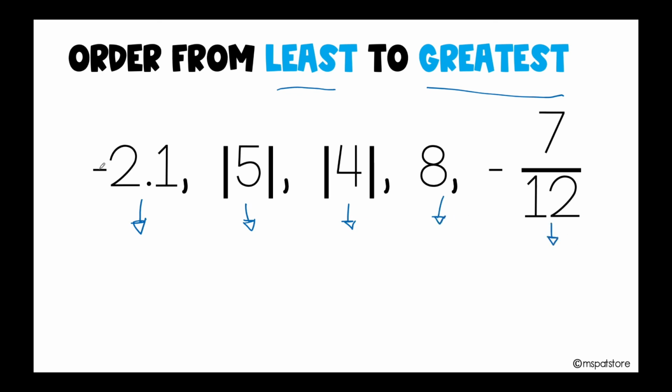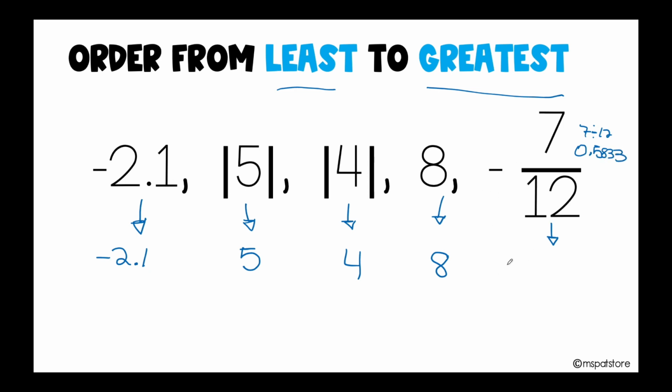So, negative 2.1 will stay the same, negative 2.1. I need to find the absolute value of 5, which is 5. I need to find the absolute value of 4, which is 4. This one will stay the same, 8. But as I don't have any other fractions, I would rather use a decimal form so I can match this with this other decimal, all right? So I am going to divide numerator by denominator, 7 divided by 12, and it is 0.5833. Kind of long, I know.